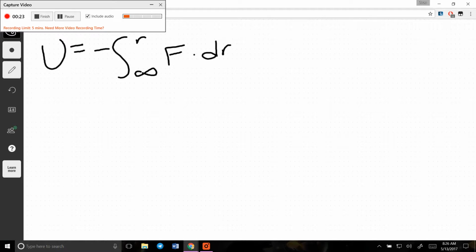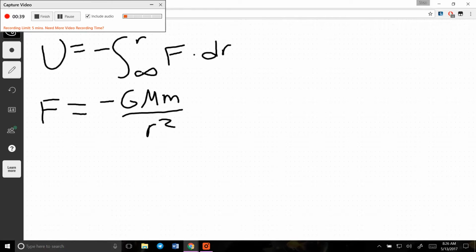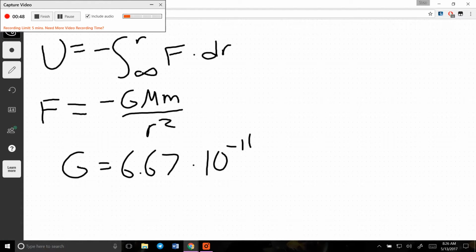And through Newton's law of gravitation, we also know that the force exerted by gravity is force equals negative G times the mass of object 1 times the mass of object 2 all over r squared. Remember that big G is the gravitational constant, which is always equal to about 6.67 times 10 to the negative 11. And in this case, r is the distance between the center of mass of object 1 and the center of mass of object 2.